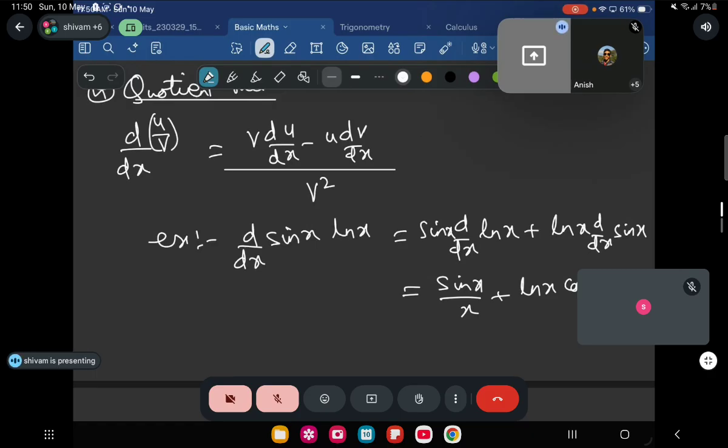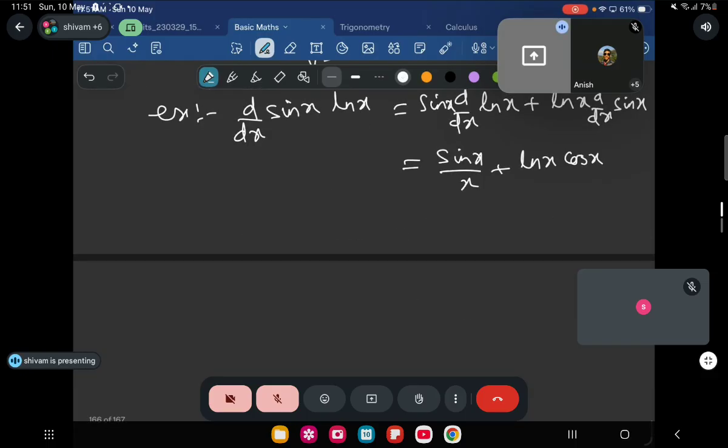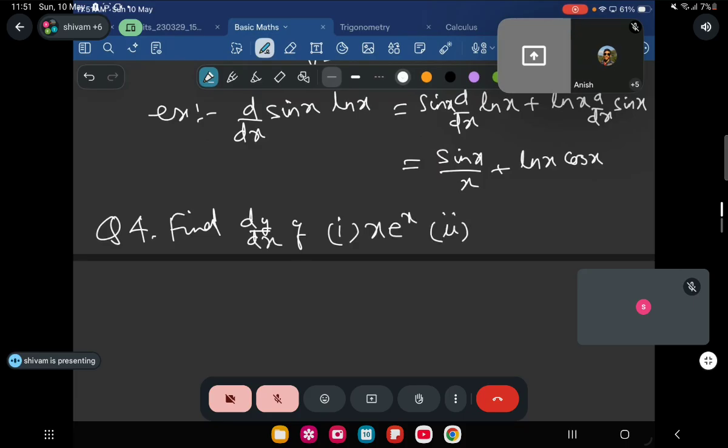Tell me, anyone having any doubt? So let us do some problems. Akash, is it clear up to this much? Question number 4. Find dy by dx of: number 1, x e to the power x; number 2, x squared ln x; number 3, x by x squared plus 1. Solve.